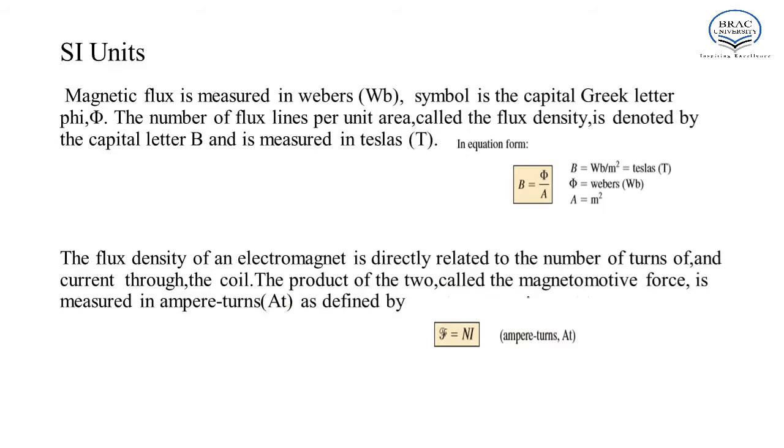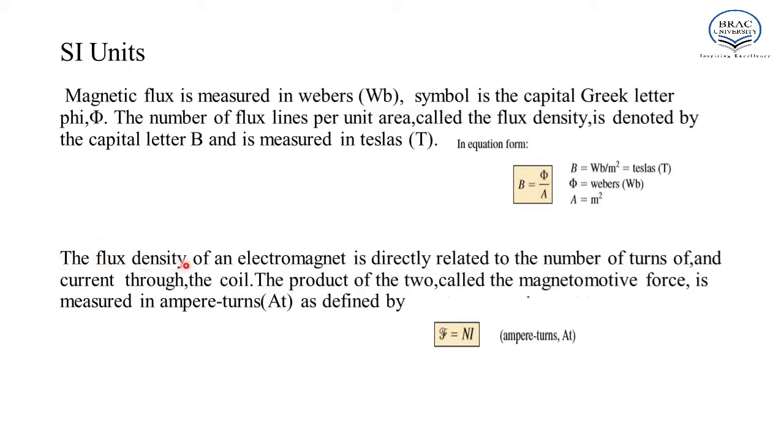SI units. Magnetic flux is measured in Webers, Wb. The symbol is the capital Greek letter phi, which is this one. The number of flux lines per unit area is called the flux density and is denoted by the capital letter B and is measured in Tesla, T. In equation form, B equals phi by A.